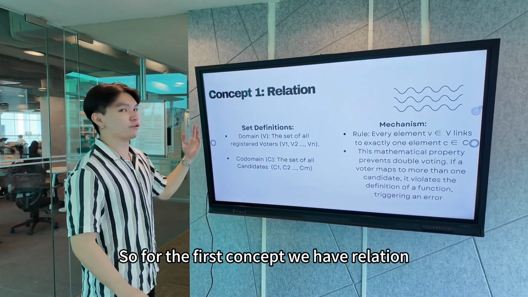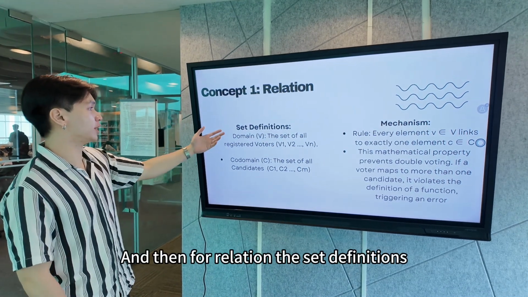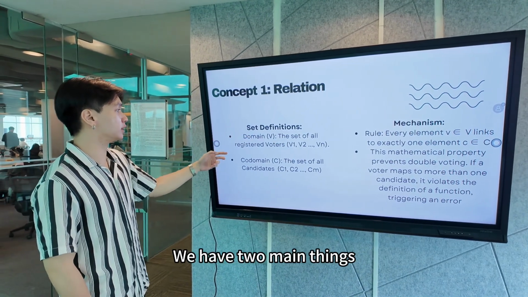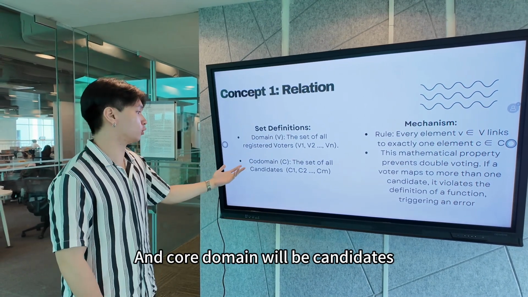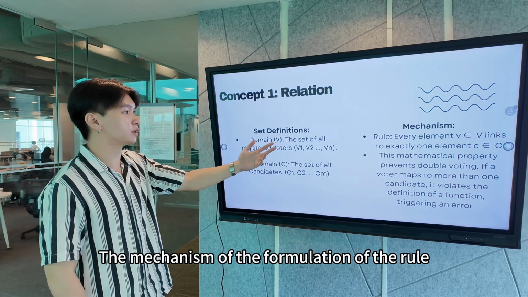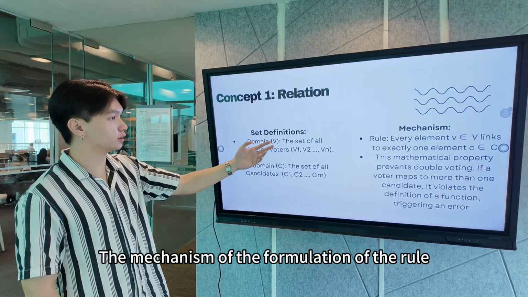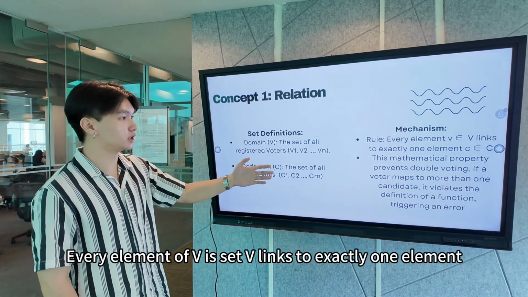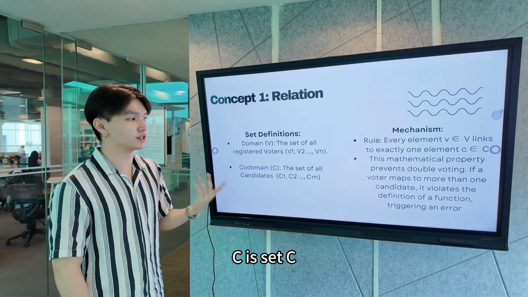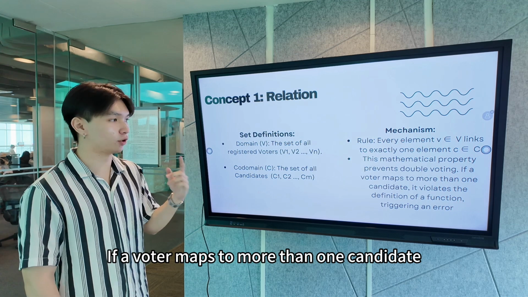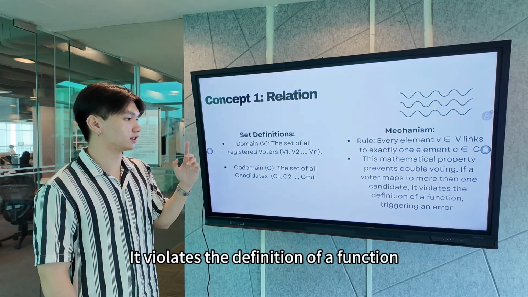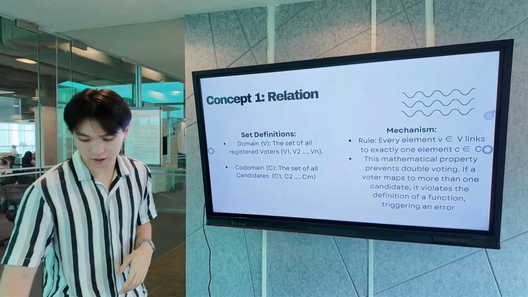So for the first concept, we have relation. For relation, the set definitions, we have two main things, which is a domain and co-domain. For domain, it will be our registered voters, and our co-domain will be our candidates. The mechanism, or the rule, is that every element of V in set V links to exactly one element of C in set C. This mathematical property prevents double voting. If a voter maps to more than one candidate, it violates the definition of a function, triggering an error.